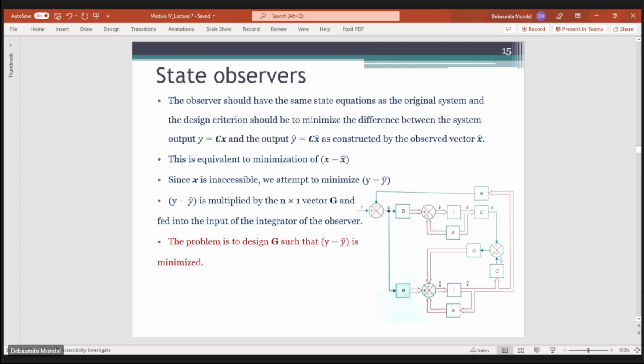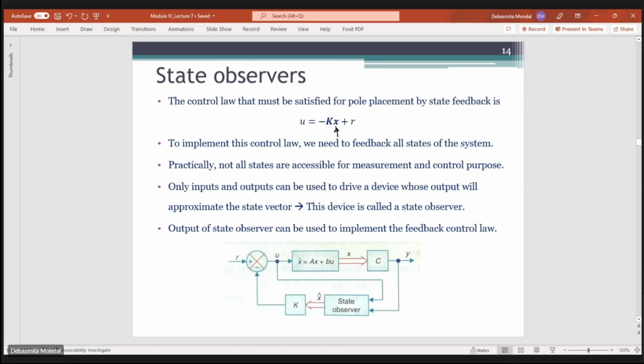If you see the block diagram of the feedback system using the state observer, since we are estimating the value of x, the state equations of the state observer would be the same as that of the plant. Ideally, it should be similar. The input to the state observer will be the actual input to the plant, so one input will be u.